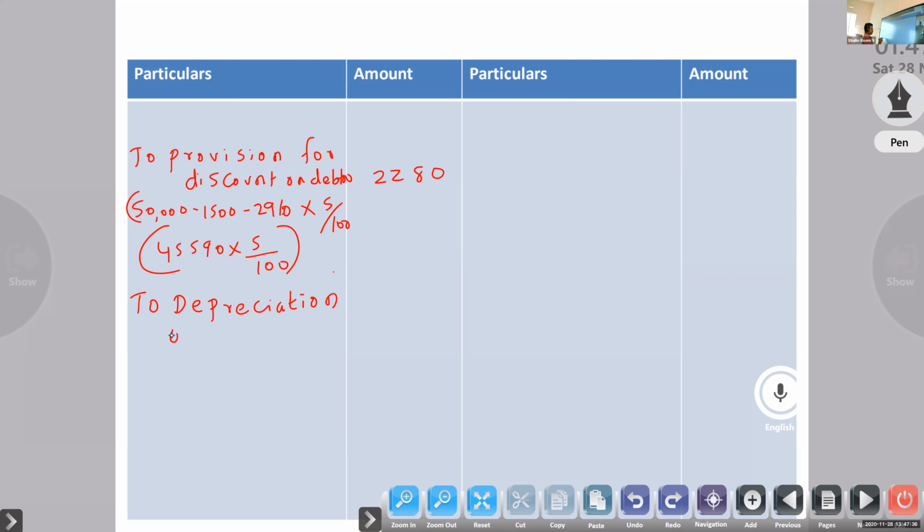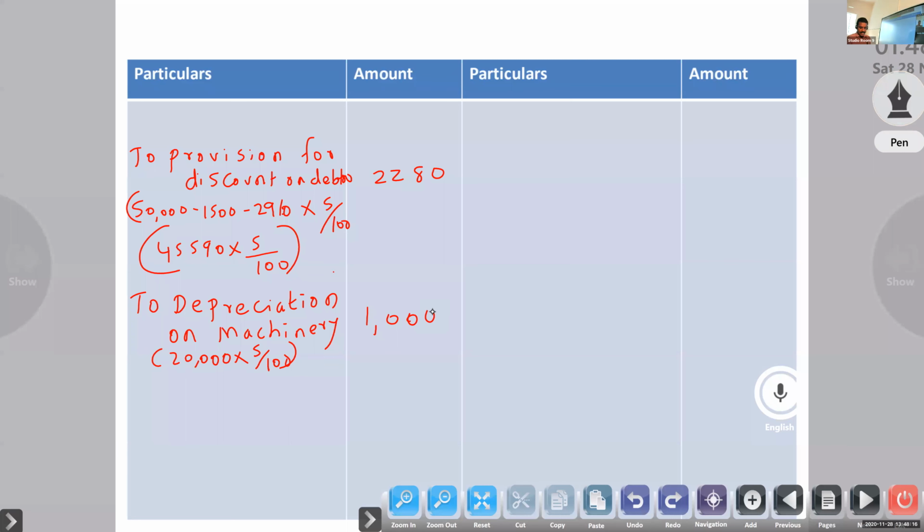To depreciation on machinery 5%. In the trial balance, machinery is given 20,000 at 5%, so 1,000. Depreciation on machinery is 20,000 into 5%.